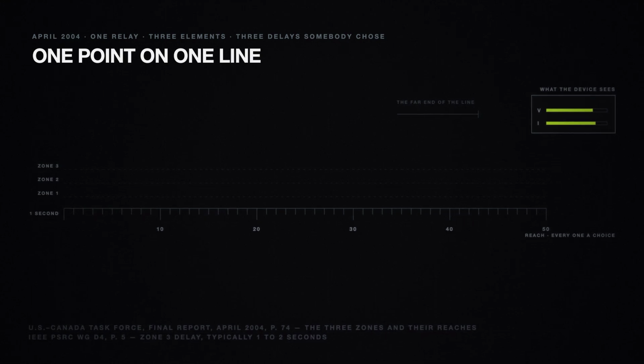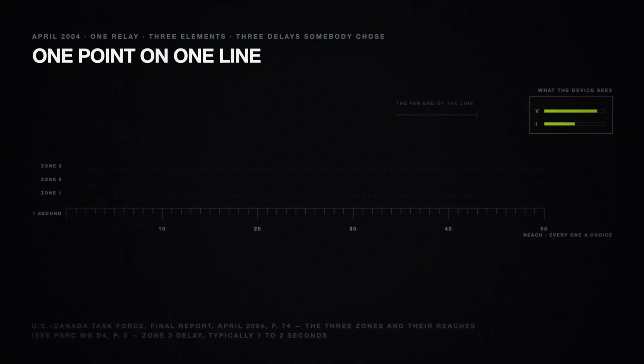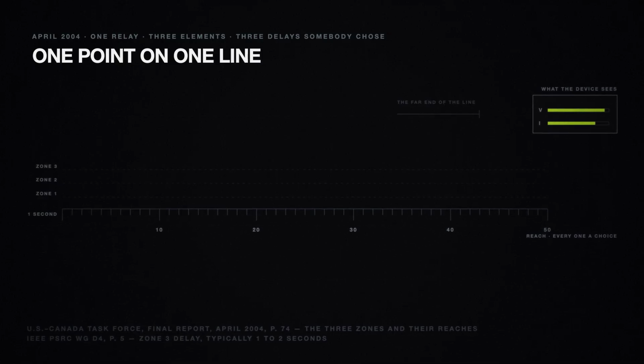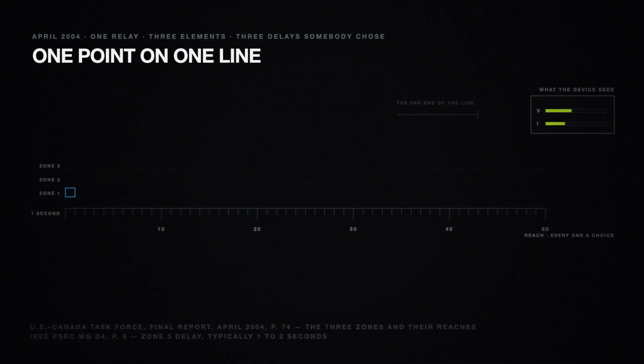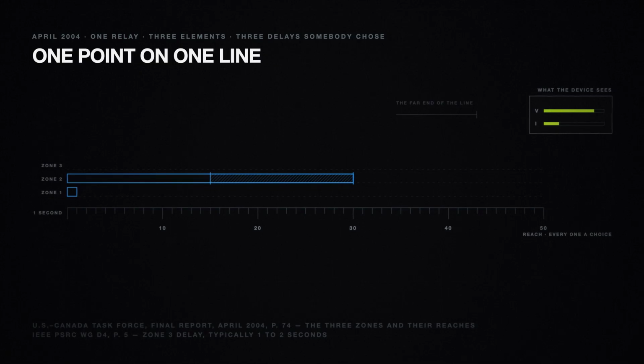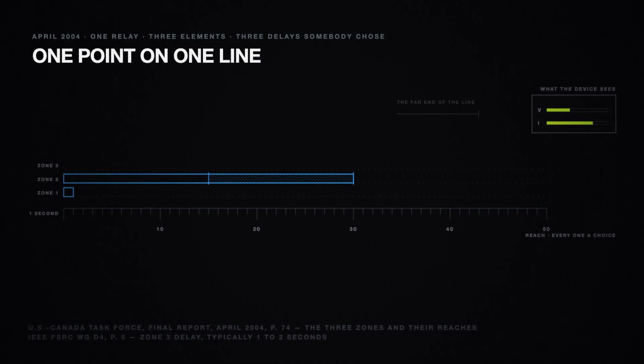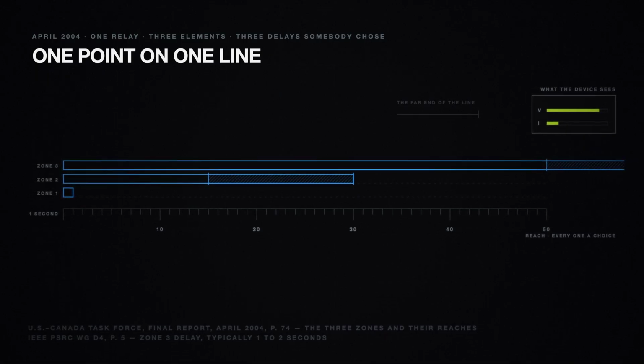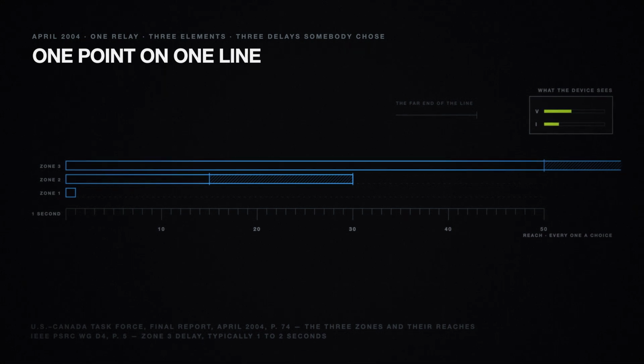Then the sentence that shapes everything after it. Each relay is actually 3 relays within one, with each element looking at a particular zone. Zone 1 reaches 80% of the line, with no time delay at all. Zone 2 reaches the whole line and a little beyond, and waits 15 to 30 cycles. Zone 3 looks for faults well beyond the length of the line, and should not trip the breakers under typical emergency conditions. The working group gives its delay as typically 1 to 2 seconds.